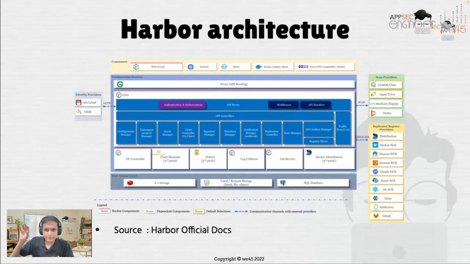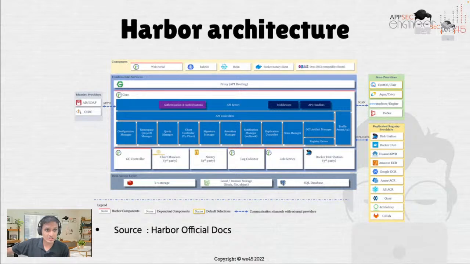So let's quickly go over the Harbor architecture fairly quickly. And then we're going to be looking at some of the third-party integrations that Harbor supports. And again, we're going to go back to ECR and look at some of the features and functionalities of ECR as well. Now, first of all, Harbor has something known as the API, or the proxy API routing.